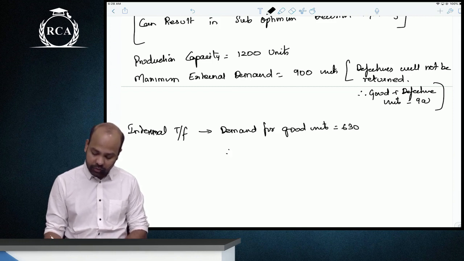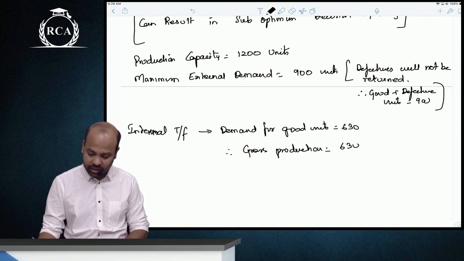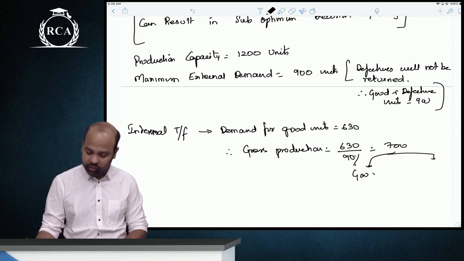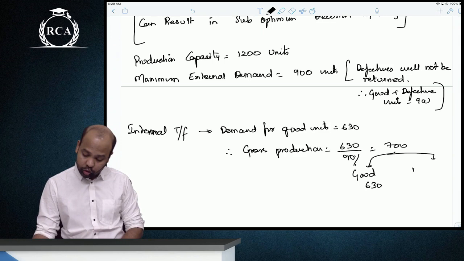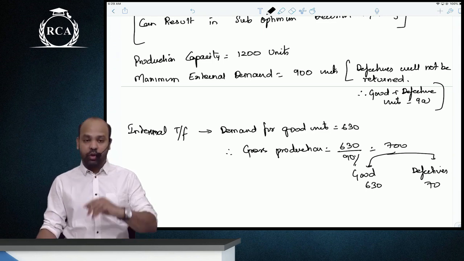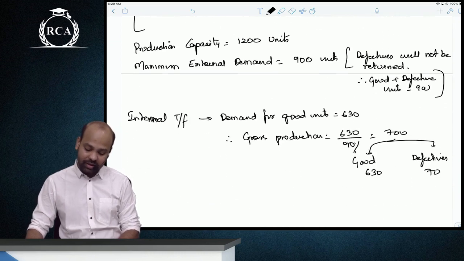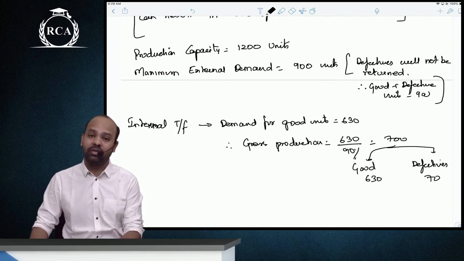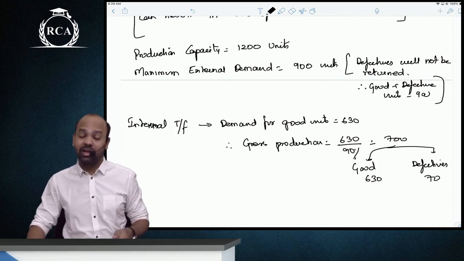That means your gross production for this should be 630 divided by 90%, that is 700. So if you transfer 700, the good production would be 630, and the poor quality, that is defectives, would be 70. That means for you to effectively transfer 630 good units to the other division, you'll have to actually manufacture 700 units.